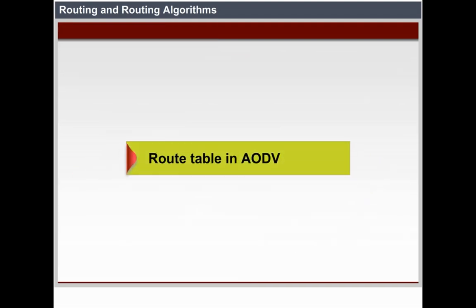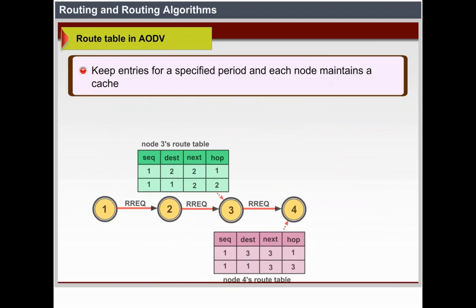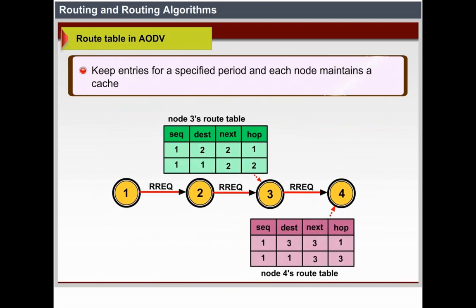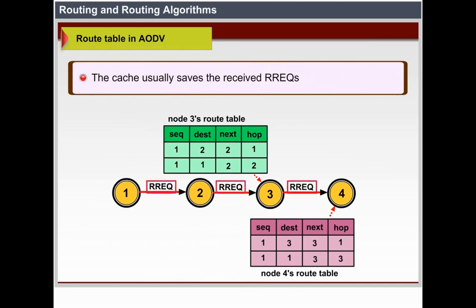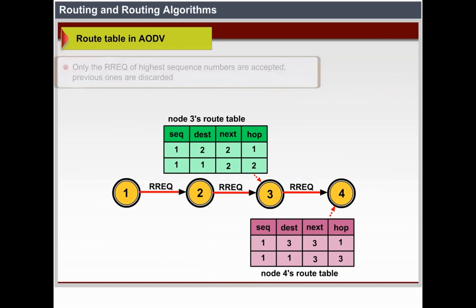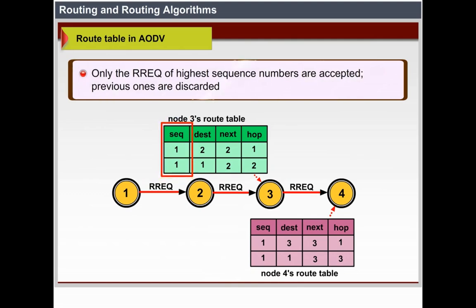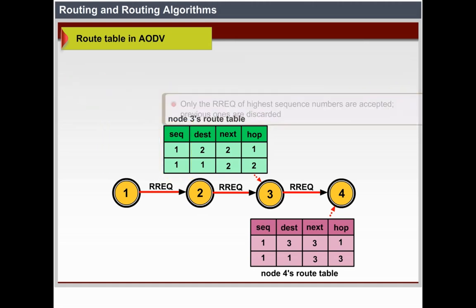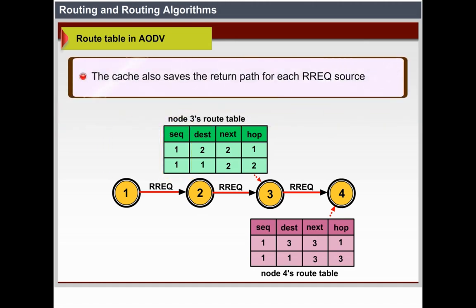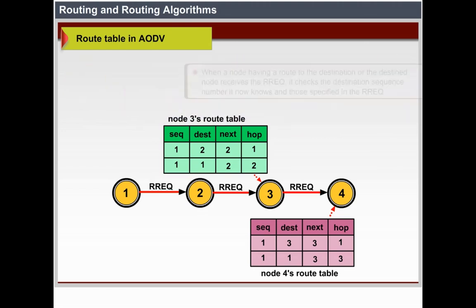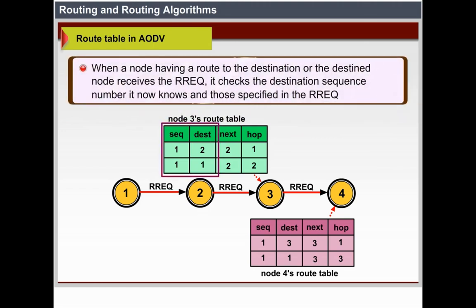The route table in AODV keeps entries for a specified period and each node maintains a cache. The cache saves the received RREQs. Only the RREQs of highest sequence numbers are accepted and previous ones are discarded. The cache also saves the route path for each RREQ source. When a node having a route to the destination, or the destination node itself, receives the RREQ, it checks the destination sequence number it currently knows and the one specified in the RREQ.